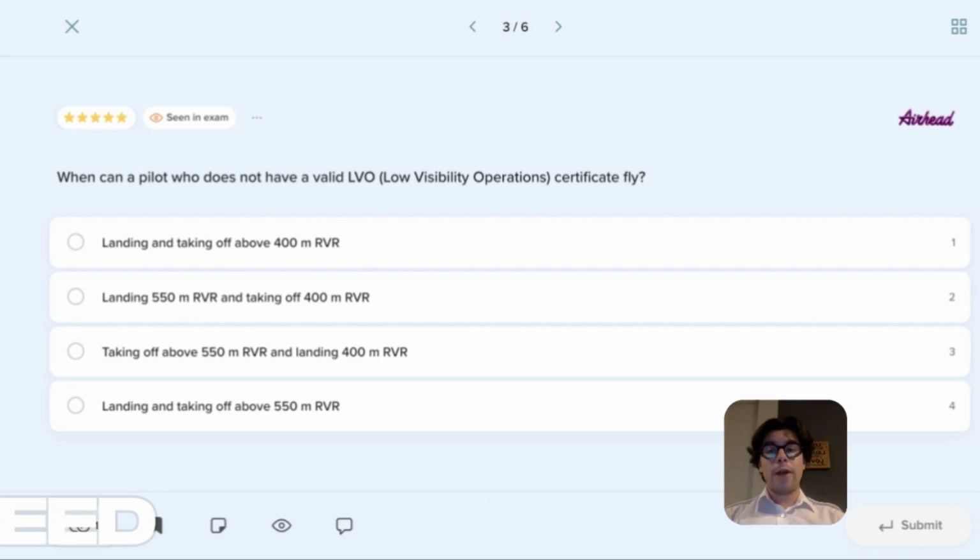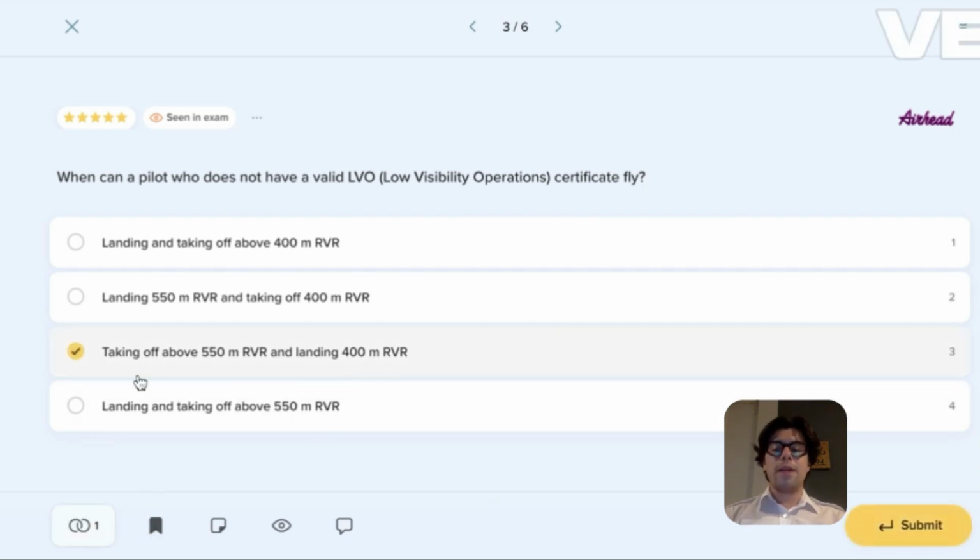When it comes to takeoff, and this will always be found on the plates of the airport that you're departing from, the low visibility operations start below 550 RVR. However, a pilot may take off with RVR up to 400 meters without a certificate. So this is something to remember, as this can be slightly tricky.